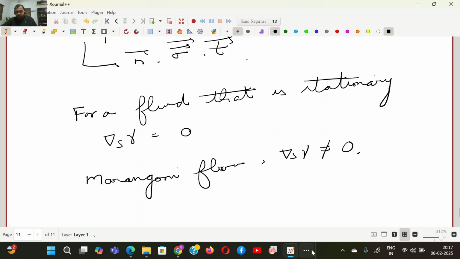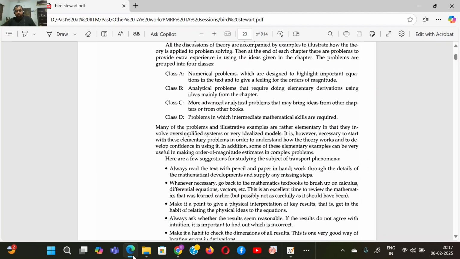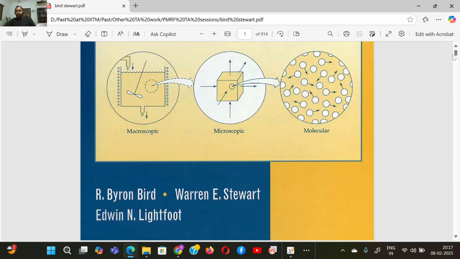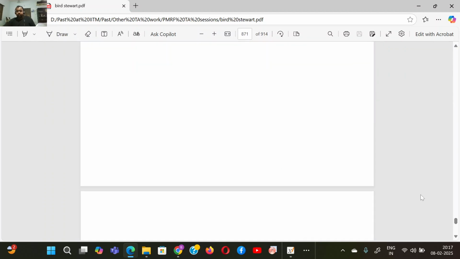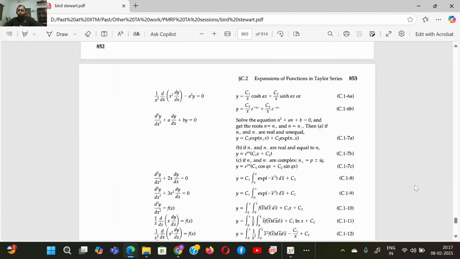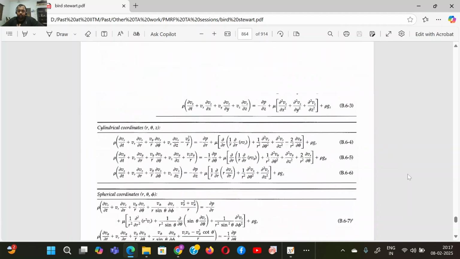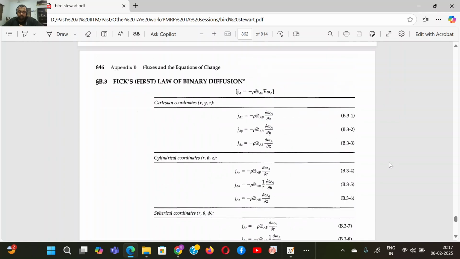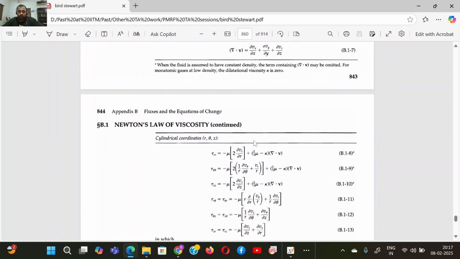So I have a book which I'll be uploading here very shortly. Bird, Stewart, Lightfoot. I'll be uploading it after this class. So you just have to refer to the appendix. If you have time, you go through the chapters. They are all related to what we are doing here, like the Cauchy equation, Navier-Stokes equation, etc. If not, just go through appendix B.